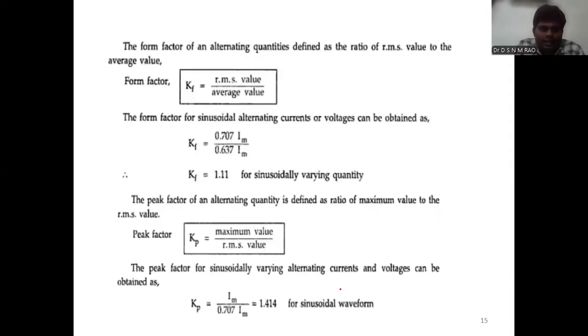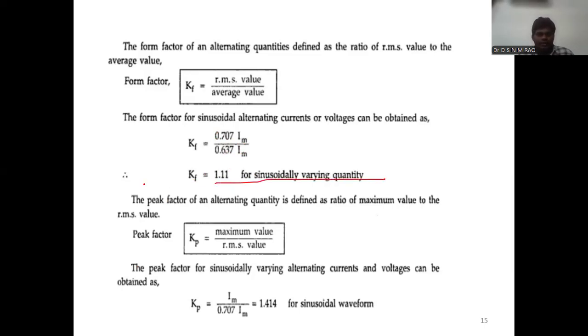Next, we can calculate the form factor. As we discussed in the previous class, form factor equals the ratio of RMS value to average value. So, we have already obtained the RMS value as 0.707 Im divided by 0.637 Im. So, finally, form factor equals 1.11 for a sinusoidal signal.